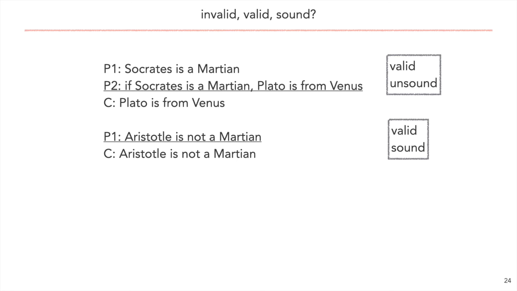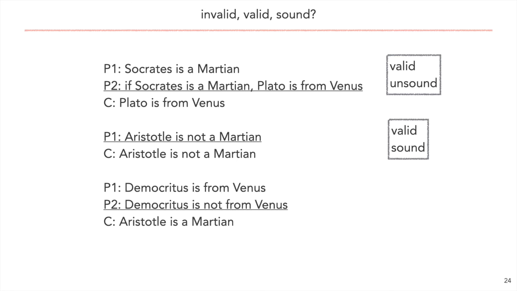valid and sound. And that teaches you something straight away, namely that a valid, sound argument is not necessarily a persuasive one. It's not necessarily an argument you can use to persuade someone of the truth of a conclusion. Someone who didn't know that Aristotle was not a Martian would not be persuaded by that argument.